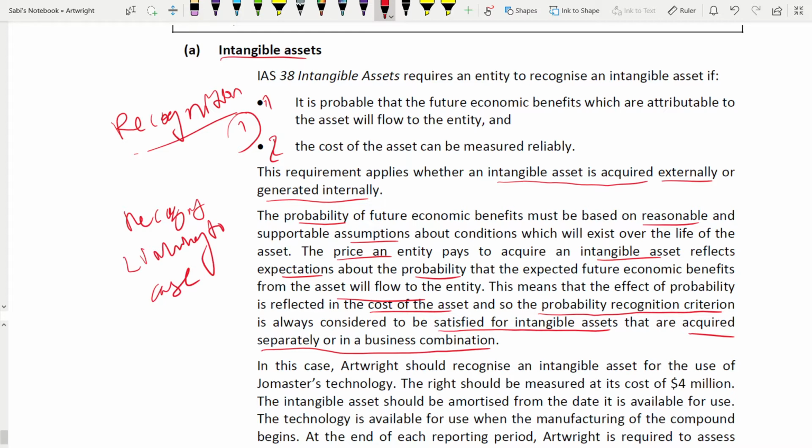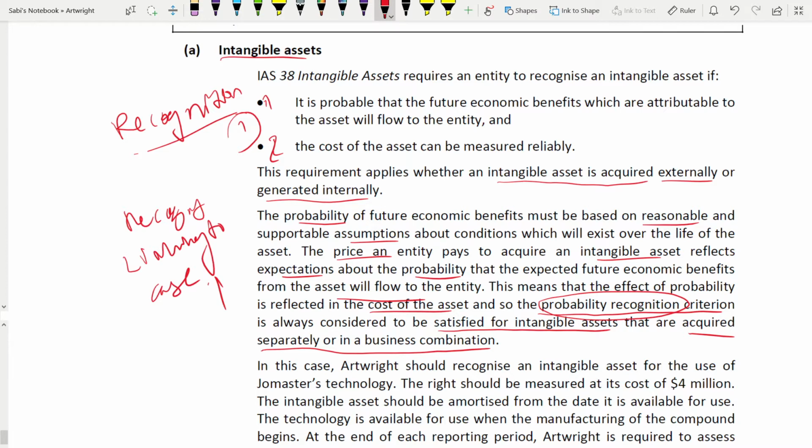What does it mean? Another 1 mark for this, by the way. It means that when you are buying something, acquiring separately or in a business combination, as in when you're acquiring a subsidiary, with that subsidiary come intangible assets. That way also, or separately, just the intangible asset you are acquiring externally, you are always going to recognize it. It's always going to satisfy the recognition criteria for intangible assets from the point of probability recognition. We are not talking about the cost, whether we can measure it or not, but from the point of probability, yes. Why?